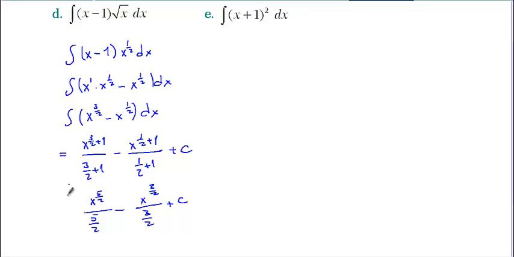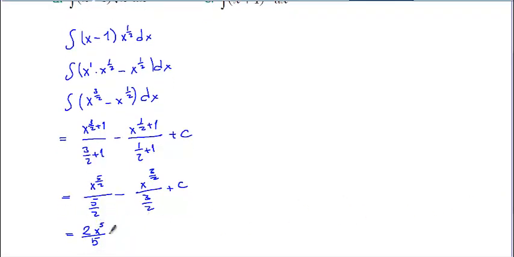Here, this expression, we are going to switch numerator and denominator. We are going to multiply by the expression here. It's going to be equal to 2 x to the power of 5 over 2, over 5, minus 2 x to the power of 3 over 2, over 3, plus c. Here 5 over 2, I forgot, it must be.